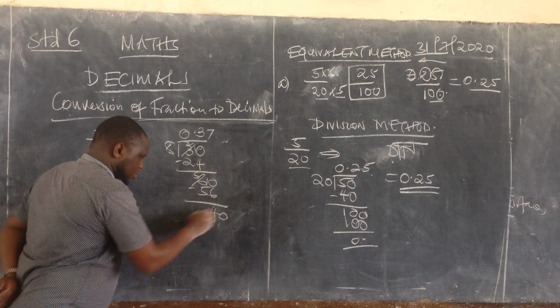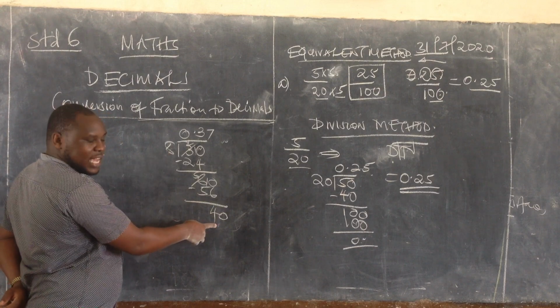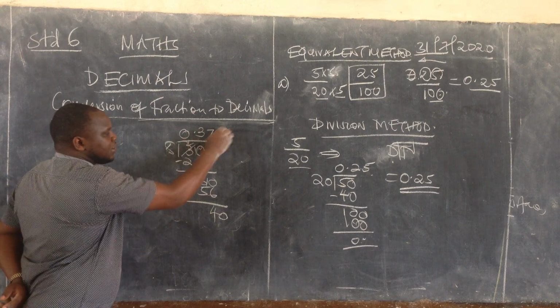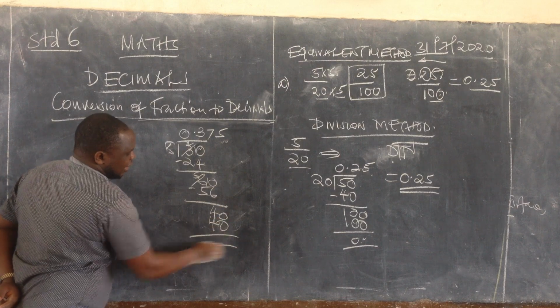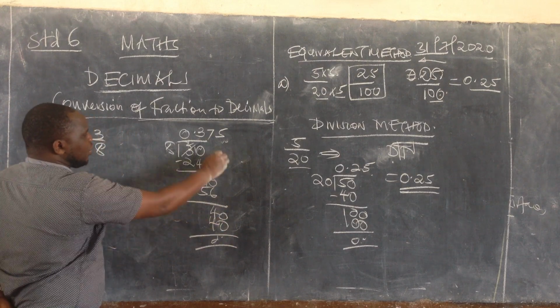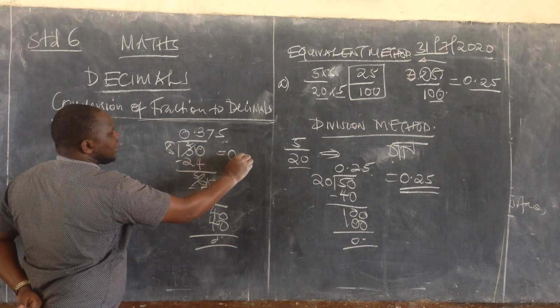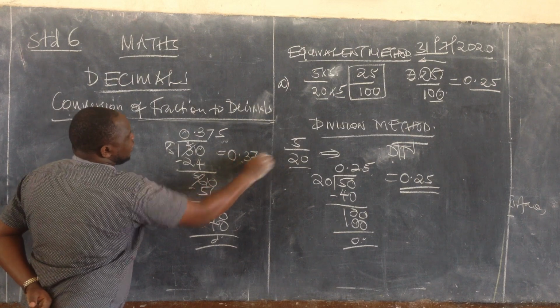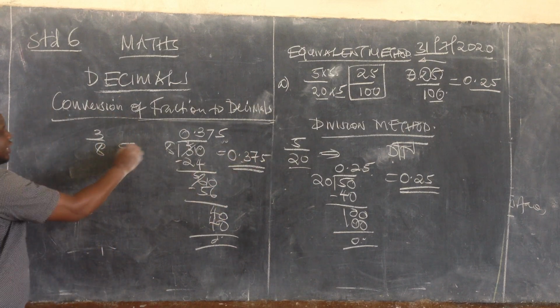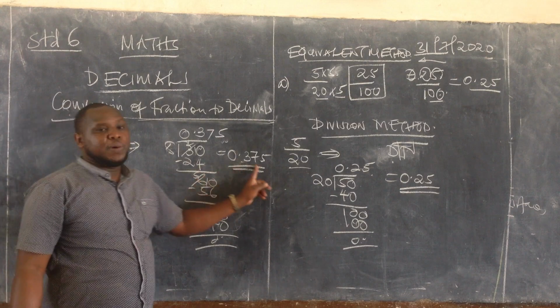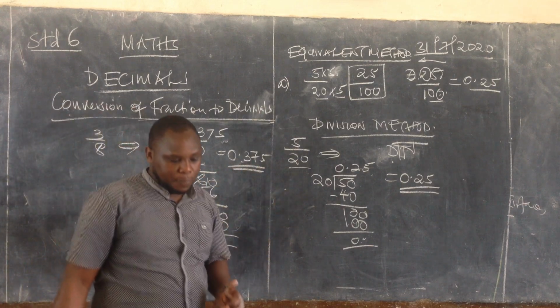You add a 0. Can 8 get into 40? Yes. How many times? 5 times. You get 40. And 40 minus 40 is 0, and therefore your answer is 0.375. So 3 over 8 converted into a decimal is simply 0.375.